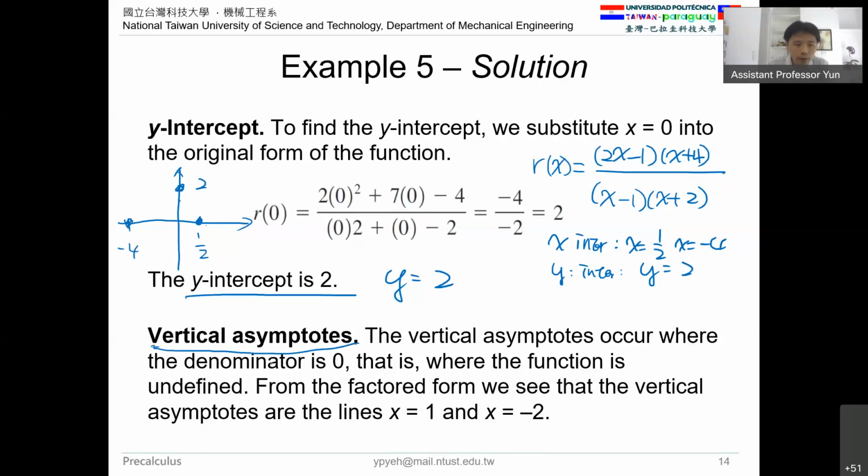which we learned can be found from the zeros of the denominator, which you can simply know that x equal to 1 and x equal to -2 will be the vertical asymptotes here. Okay, so x equal to 1 and x equal to -2 will be the vertical asymptotes.